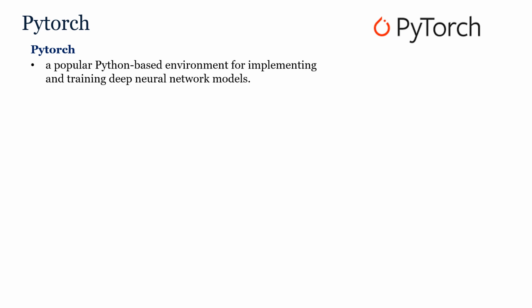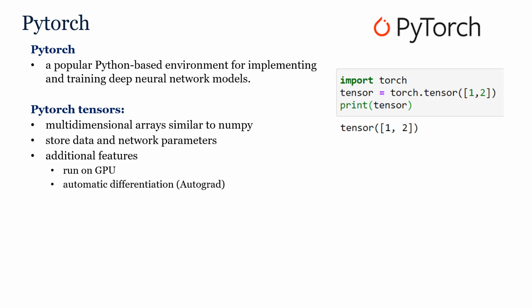Pytorch is a popular Python-based environment for implementing and training neural networks. It is built using Pytorch tensors. Pytorch tensors are multidimensional arrays for storing data and network parameters. They are similar to NumPy arrays but have additional features, including ability to run on GPU and automatic differentiation or autograd. Here we see an example code how we can create a Pytorch tensor.